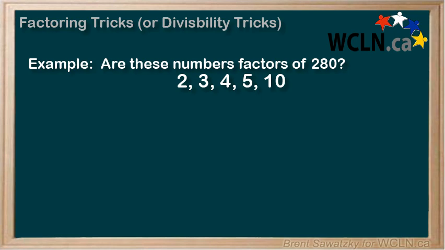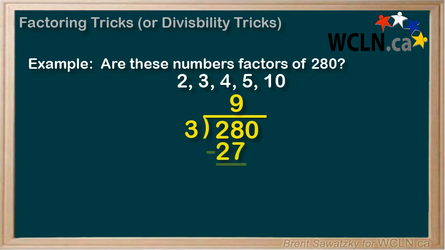Of course, we could do the grunt method and just try and divide each one and see if it works out or not. We do a division, and if it works out as an integer, then we know it's divisible. For example, let's test the grunt method with 3. 280 divided by 3, and 3 goes into 28 9 times. That is, 3 times 9 is 27. So 28 minus 27 is 1.